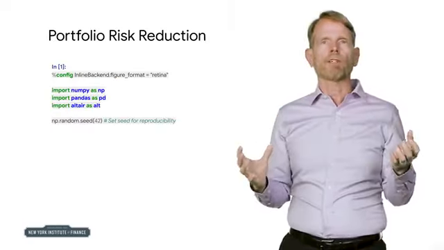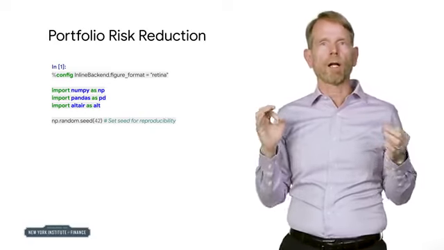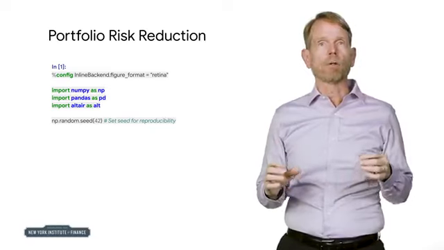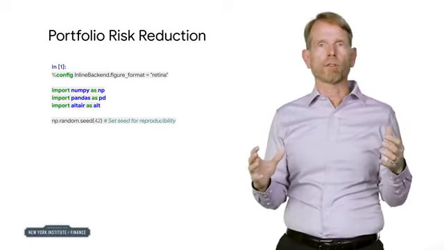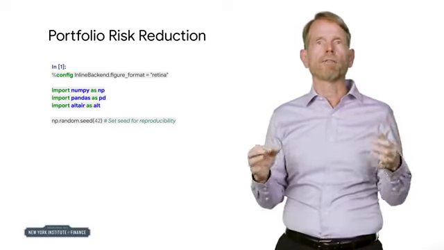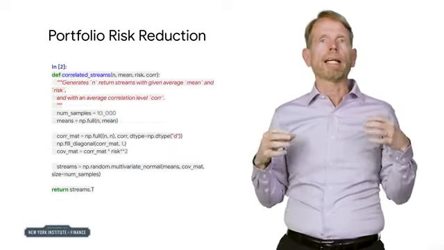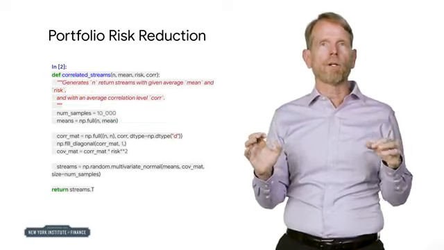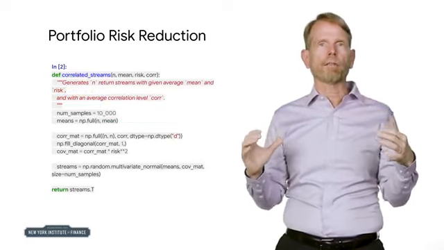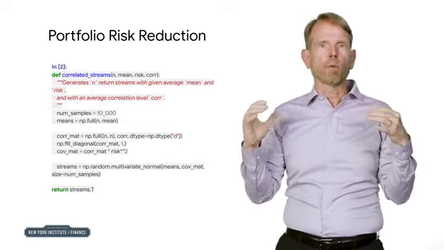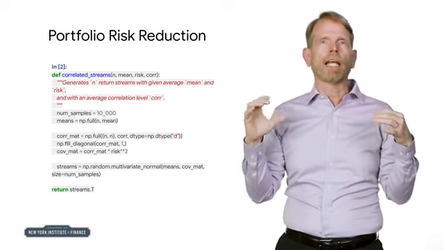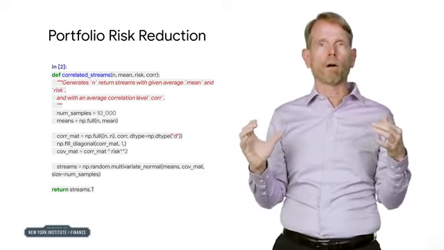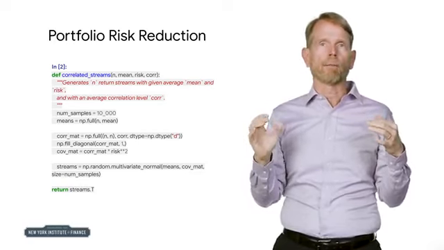The first step is to increase the resolution of your plotter to retina level and import the required libraries. In order to get the same results as will be shown, set the random seed to 42. Next, you create a function that simulates n return streams with a given mean and standard deviation, which you name risk, and a given average correlation, which you name corr, between them.